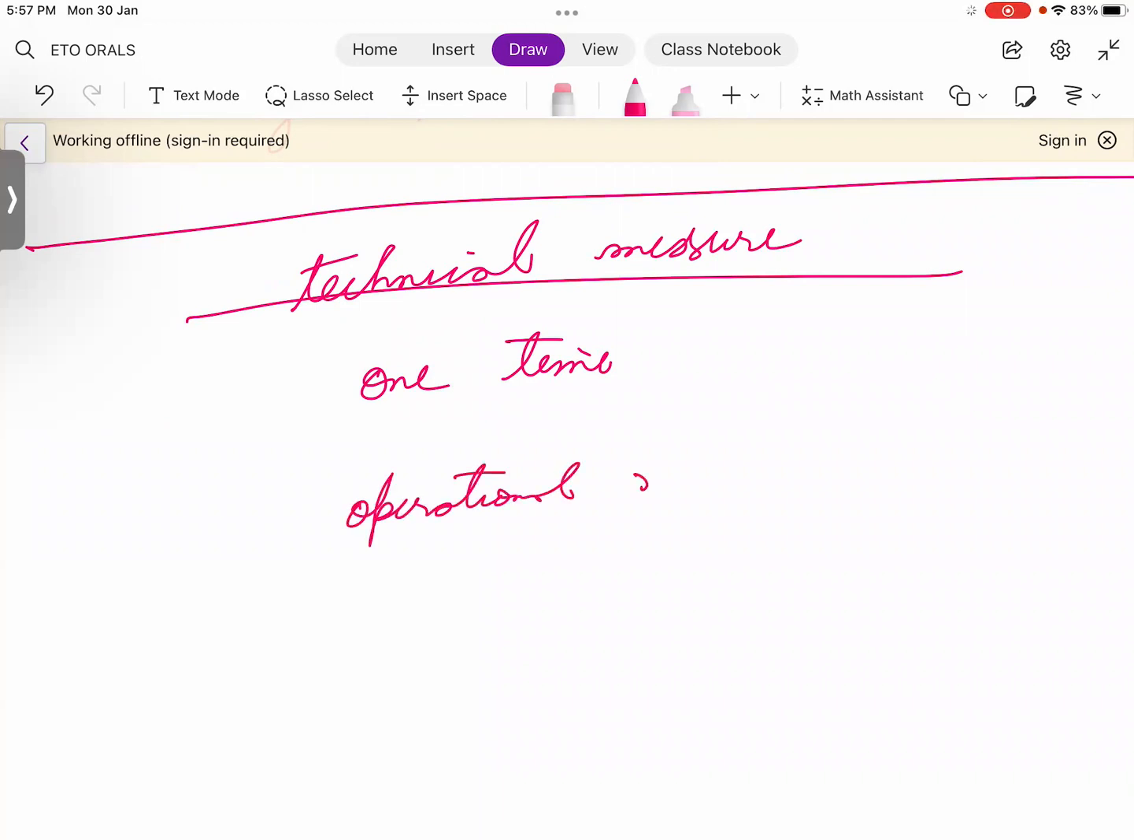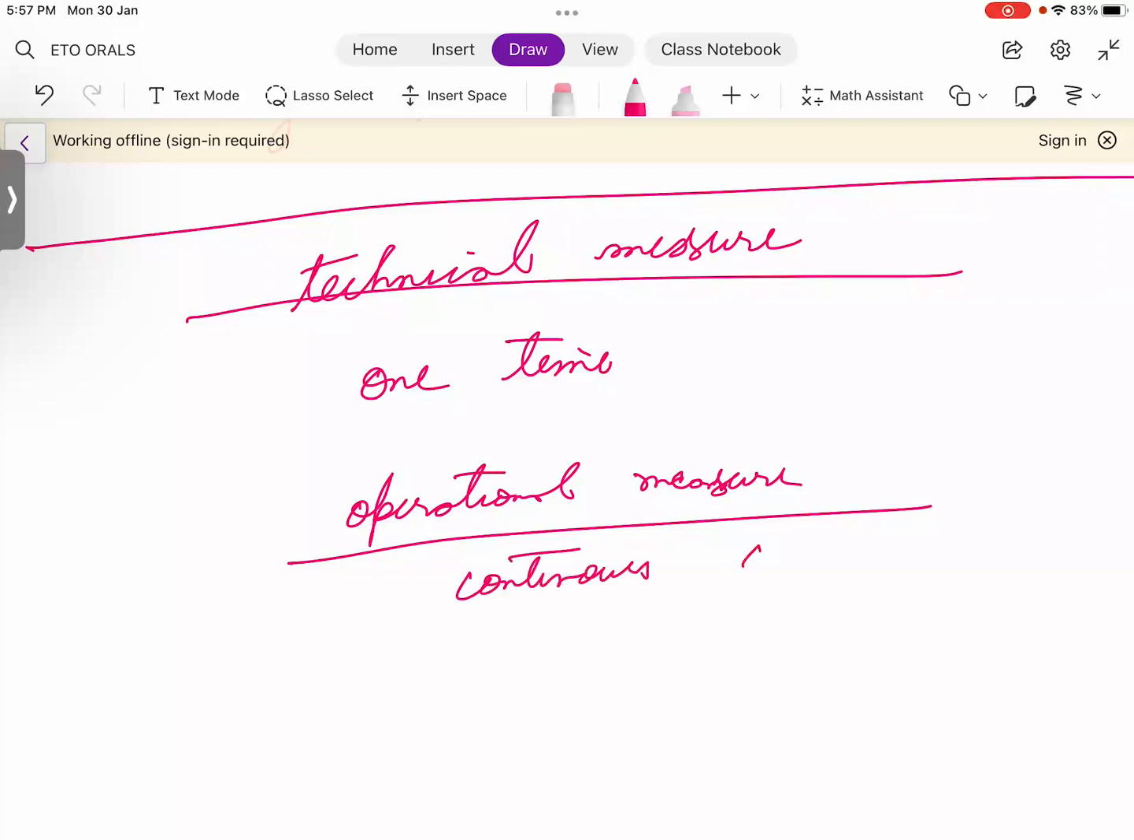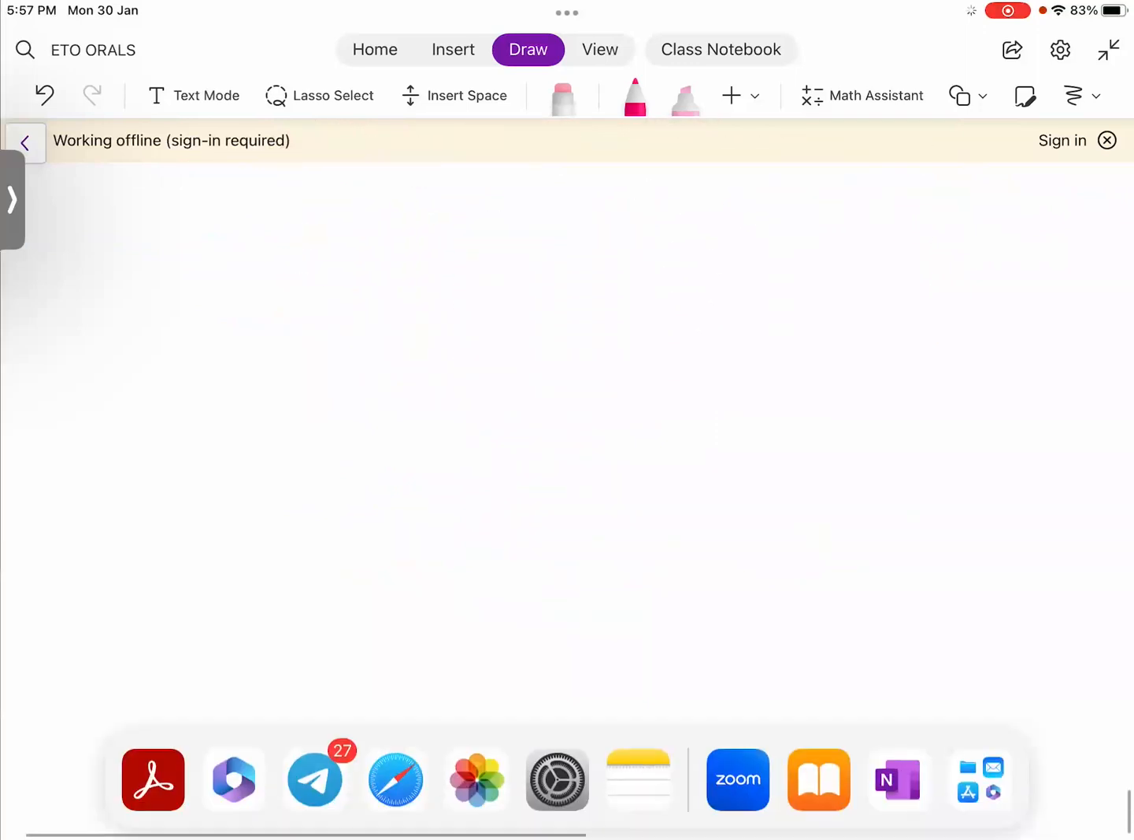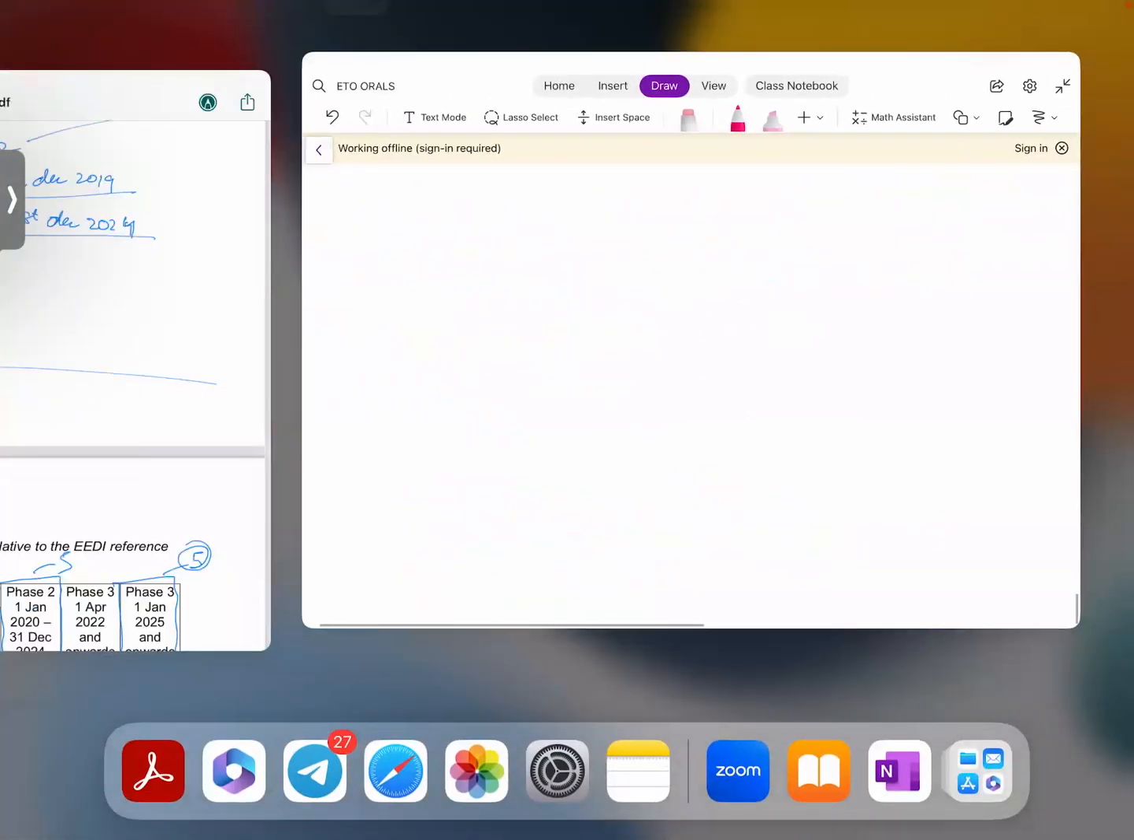Operation means keep going, keep monitoring, keep doing, right? That is continuous. Your CII is operational. And EEXI and EEDI are one-time measures, right? That is what I'm trying to tell you. These are one-time, so it depends on when you built your vessel. That decides which phase will apply to you.